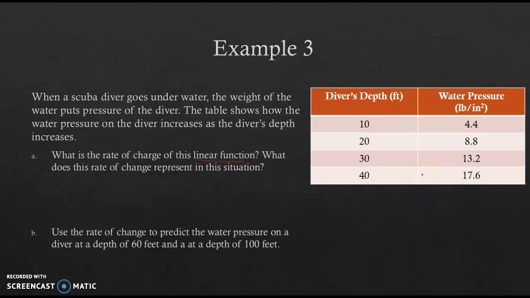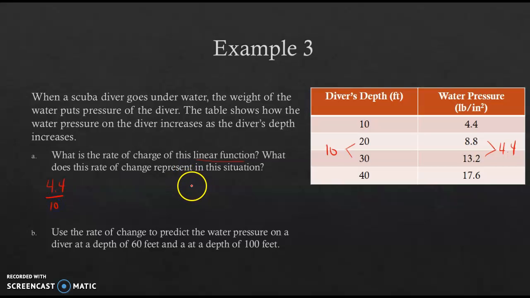So since we already know it is linear, I can pick any 2 points. So I'm just going to do 13.2 and 8.8 with the 30 and the 20. So easy, 30 minus 20 is 10, and 13.2 minus 8.8 is 4.4. And then to find my rate of change, I'm going to do 4.4 divided by 10.